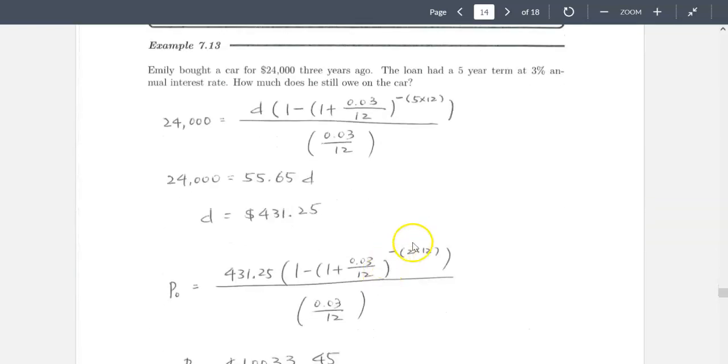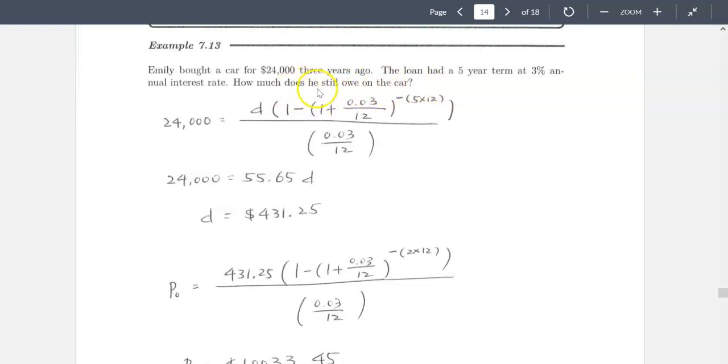Okay, here's another example. This is the one with the car. Some of you might want to do the scenario involving purchasing your first car for your project. In this example, Emily bought a car for $24,000 3 years ago. The loan has a 5-year term, so she already paid 3 years and has 2 years left, at 3% annual interest. How much does she still owe on the car?